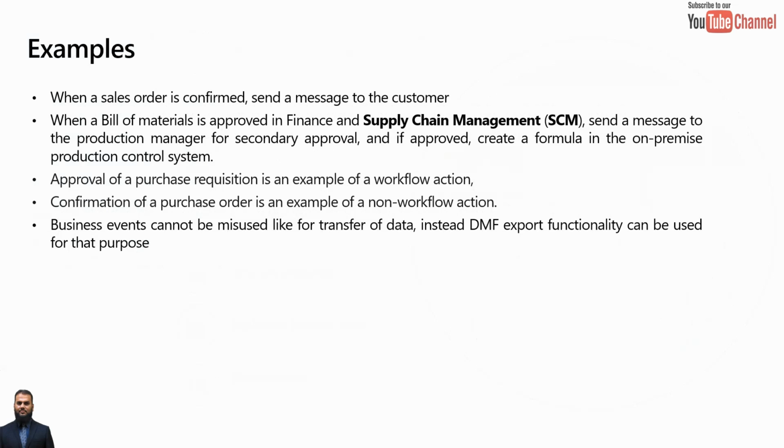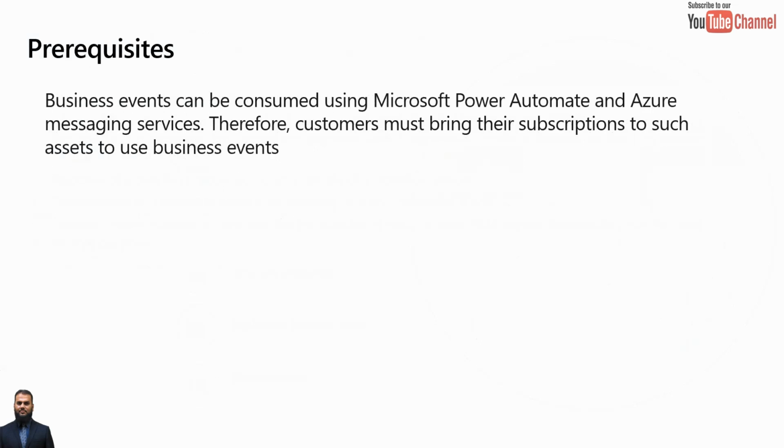Business events should not be misused to transfer data. Rather, only a few chunks of packets or data can be sent. For example, a single purchase order when it is confirmed, or a single sales order or something like this. It should not be misused for transferring, for example, 1000 purchase orders which were approved in the last 30 days or something like this. That is already provided through DMF. In D365, export functionality is available, which can be scheduled on a recurring basis, and that can be used. So it should not be misused.